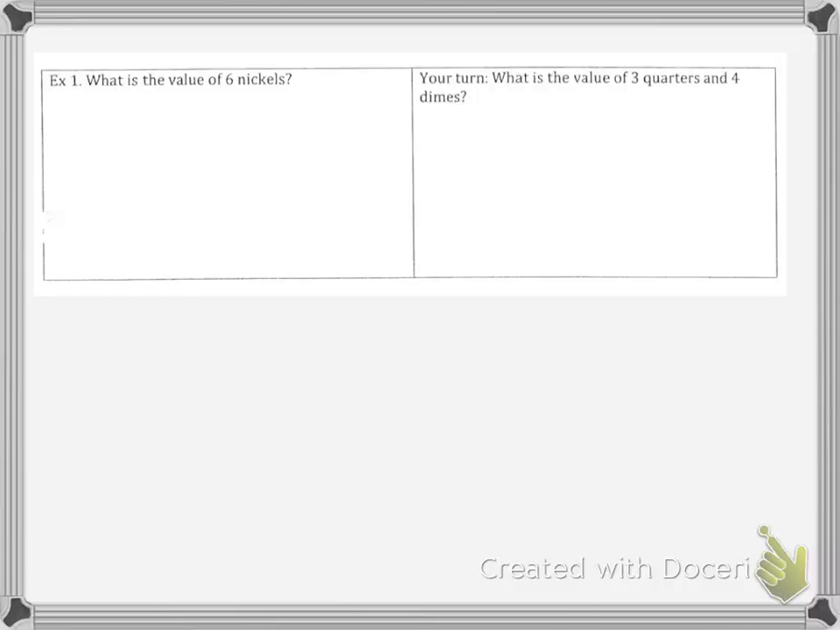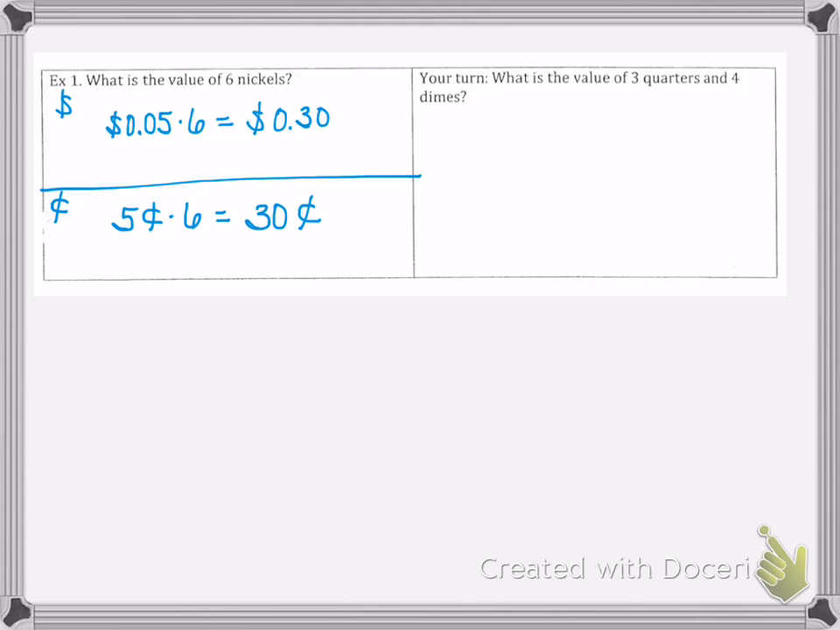In example 1, I'm asking you to examine the value of 6 nickels by showing some work. And you can look at this just like you did in the chart on the prior page. You can look on this in dollars or in cents. So go ahead and write the expression that would show you the value of 6 nickels in dollars and then cents. So here I've got my total value for 6 nickels in both dollars and cents.